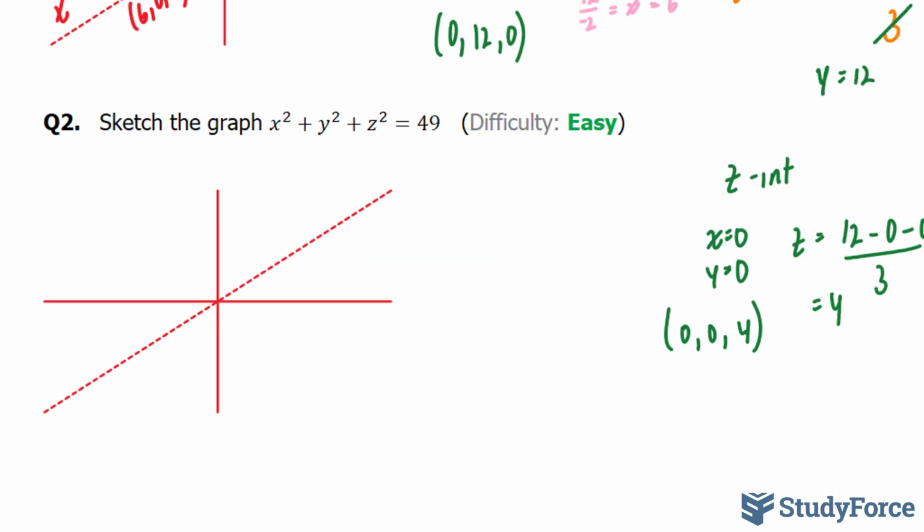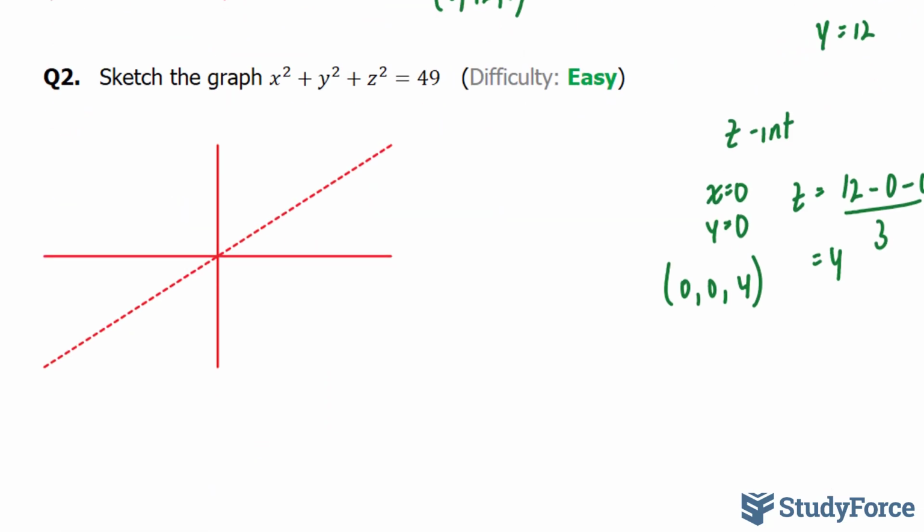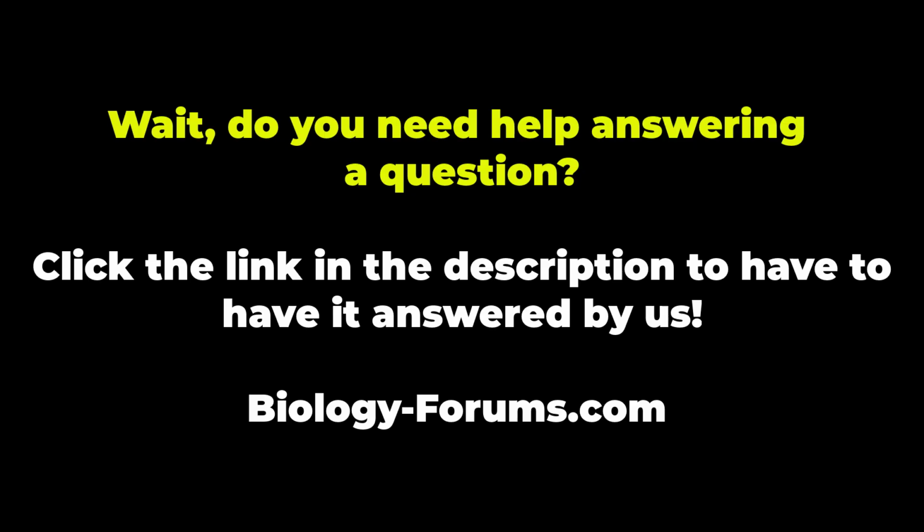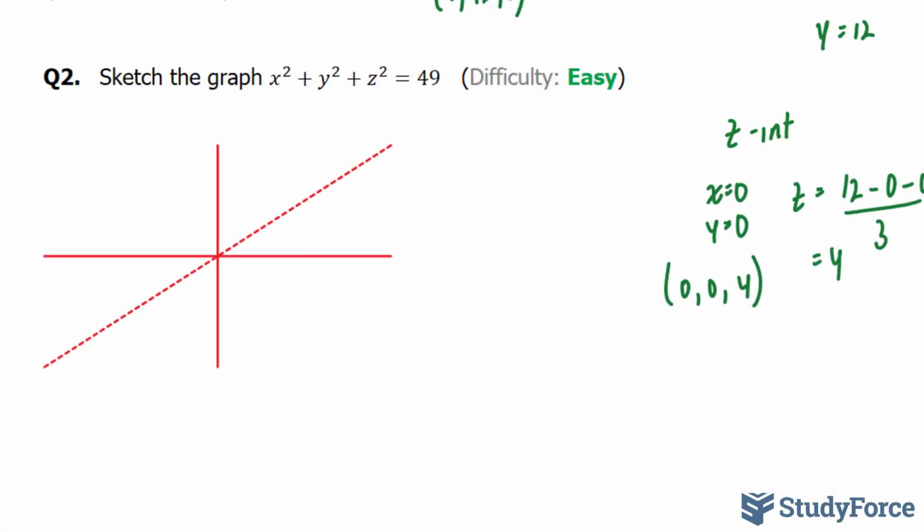Let's move on to question 2. In question number 2, they want us to sketch the graph of x squared plus y squared plus z squared is equal to 49. Now, if you recall, if I did not have this z squared here, you would have x squared plus y squared is equal to 49. And if I square root that 49, I would end up with my radius as 7. So I would have a 2D shape of a circle with the radius of 7 centered at the origin.